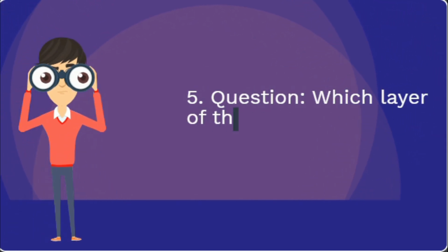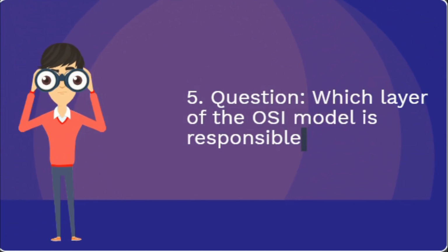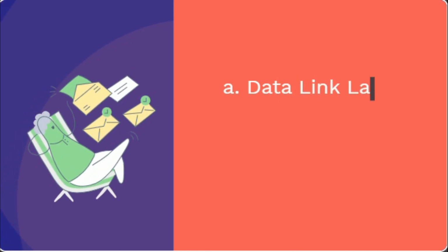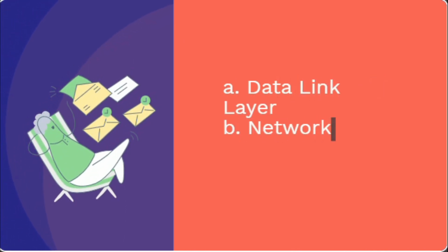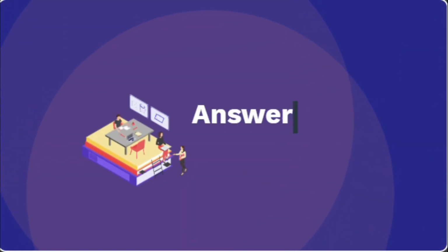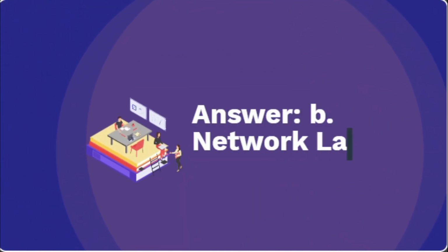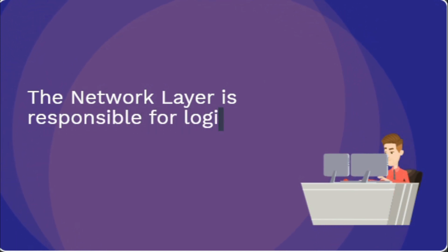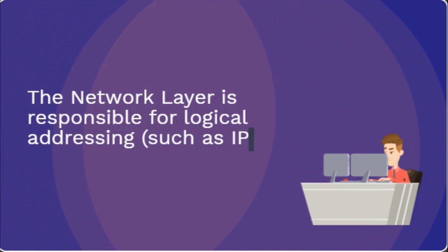5. Question: Which layer of the OSI model is responsible for logical addressing and routing? A. Data link layer. B. Network layer. C. Transport layer. D. Session layer. Answer: B. Network layer. The network layer is responsible for logical addressing, such as IP addresses, and routing.